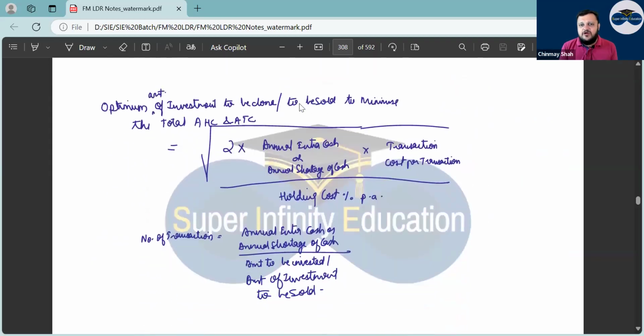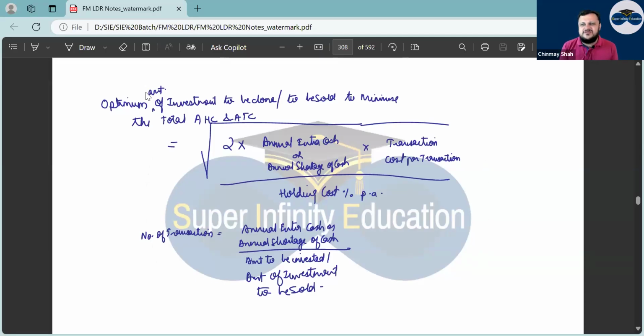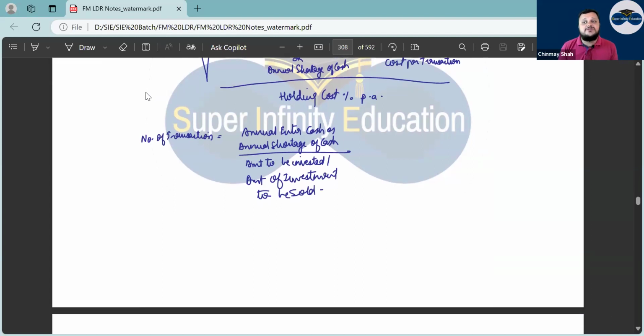See, instead of remembering the Baumol model, remember the optimum amount of investment to be done or to be sold to minimize the total annual holding cost and annual transaction cost. This is the basic logic of the Baumol model. And the number of transactions, like the number of orders there, same logic here, correct? Annual extra cash or annual shortage of cash divided by the amount to be invested or the amount of investment to be sold.